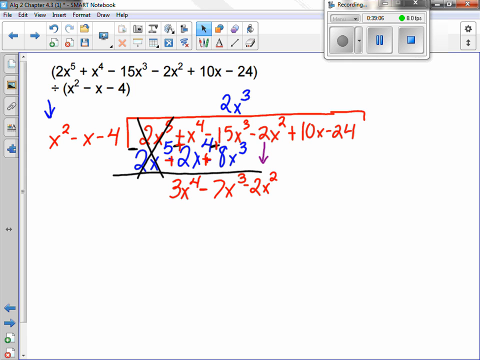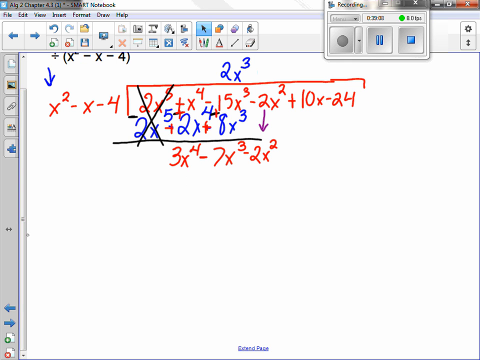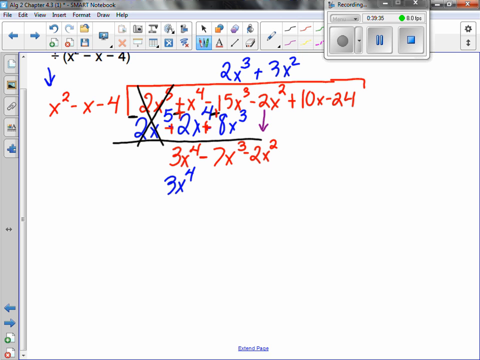Okay. So the bell's going to ring here in a second. So if you want to see how this finishes out, you can stick around. If not, if you feel comfortable with this, you can go on. But what we'll look at next is what times x squared gives us 3x to the fourth. Well, that'll be plus 3x squared. Now, when we multiply through, 3x squared times x squared would give us 3x to the fourth. 3x squared times negative x will give us negative 3x cubed. And 3x squared times negative 4 will give us negative 12x squared.